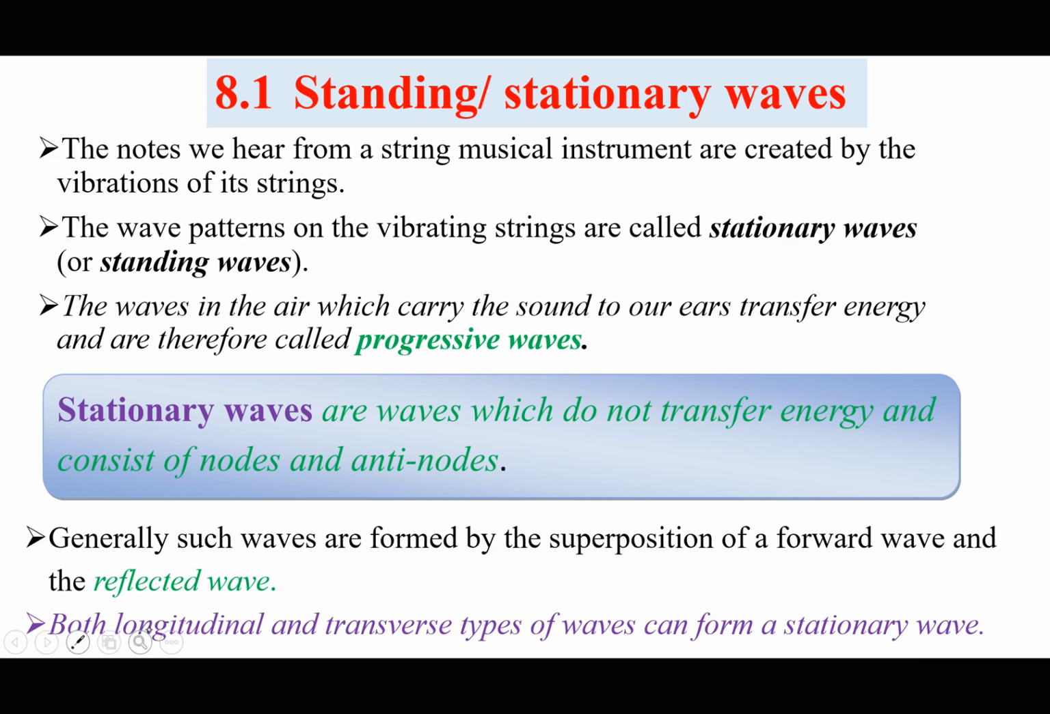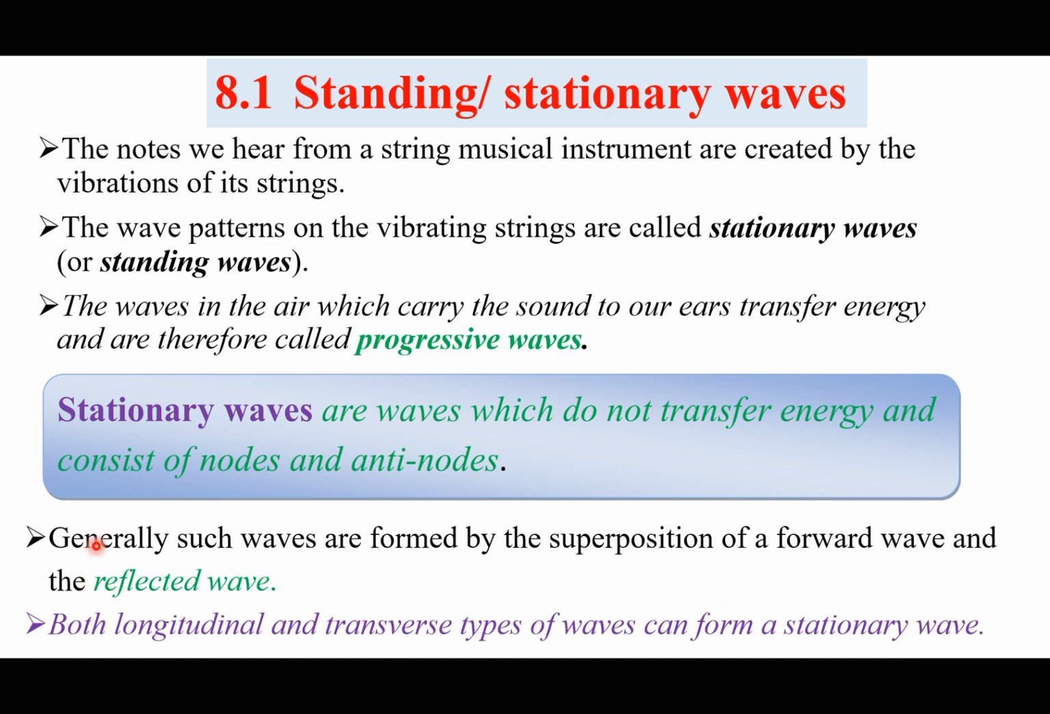So both longitudinal and transverse types of waves can form stationary waves. Whether the wave is longitudinal or transverse, both of them can still form stationary waves. So we can have stationary waves in pipes, in acoustic instruments where air has to be blown into the pipe to produce the sound. We can also have stationary waves formed on a string. So all waves can produce stationary waves.